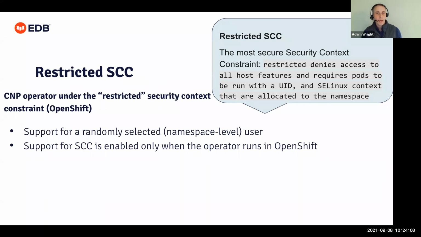For our joint Red Hat OpenShift customers, your CNP deployment will now run under restricted SCC by default. There's no caveats there. We're not talking about a special restricted SCC with added capabilities. It's the full out-of-the-box restricted SCC that comes from Red Hat. As you can see from the call-out box, and as stated in the OpenShift documentation, restricted SCC is the most secure security context constraint. Restricted denies access to all host features and requires pods to be run with a UID and SELinux context that are allocated to the namespace.